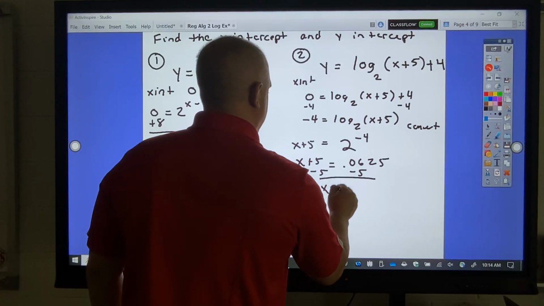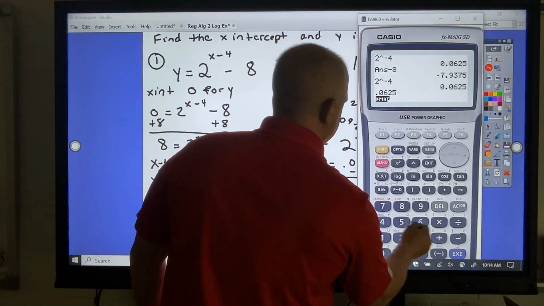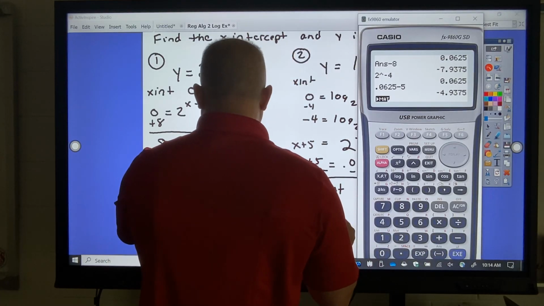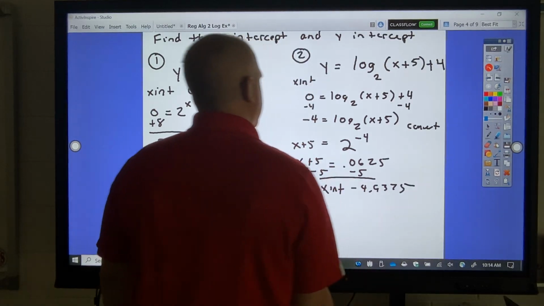So my x-intercept is going to be 0.0625 minus 5. Okay, -4.9375. All right, so that's my x-intercept.